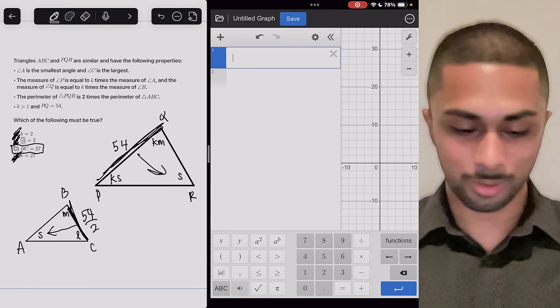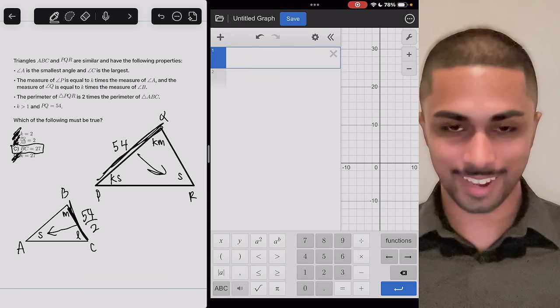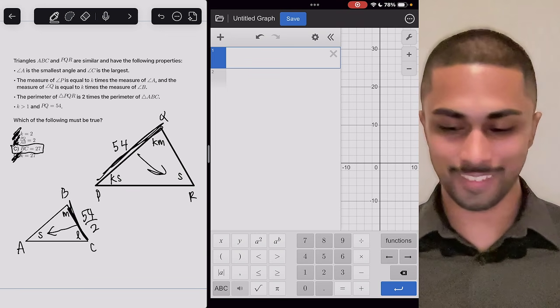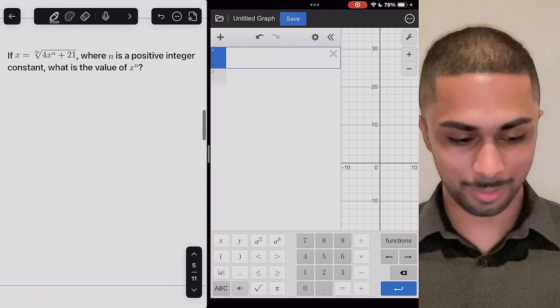This one was a hard one. So if this really stumped you, I get it. It's hard, especially on a timed test. Some of my students told me that they got that one.